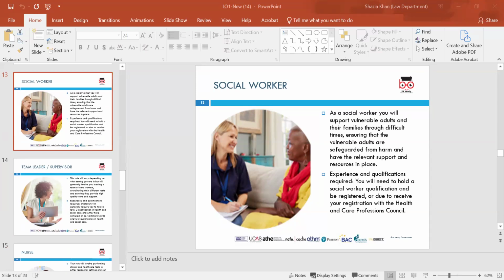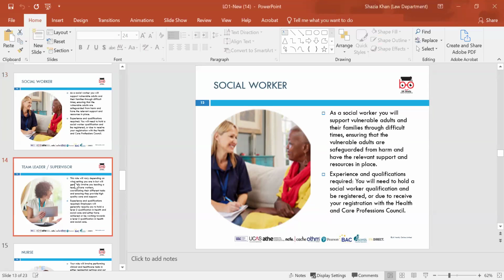Because a social worker has to have skills in place. They need a social work degree in place to be able to give that kind of advice, experience and qualification. They need to hold a social work professional qualification.